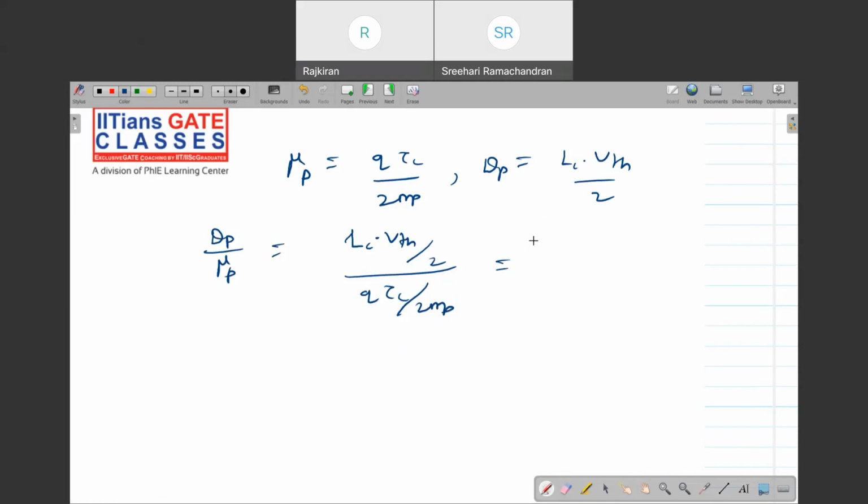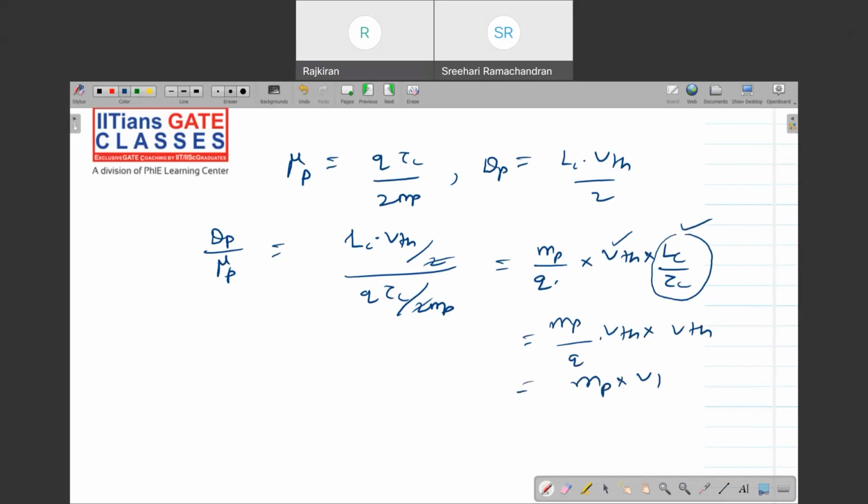The halves get cancelled, so it will be equal to mp by Q into Vth into LC by tau c. What is LC by tau c? Nothing but average collision distance by average collision time, which is equal to what? The thermal velocity. So LC by tau c is Vth itself, and I got mp into Vth square by Q. This is nothing but your Dp by mu p.